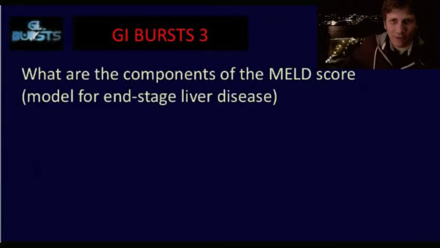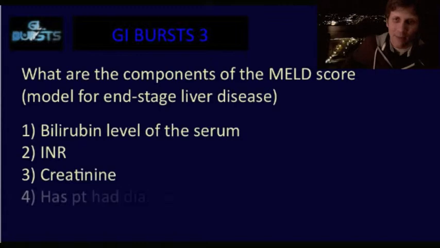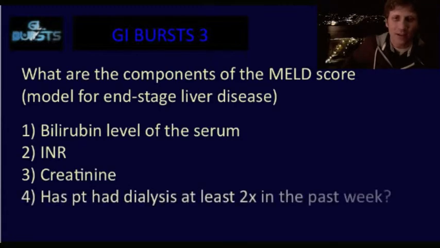Next, model for end-stage liver disease, the MELD Score. What are the components of the MELD Score? Components of the MELD Score are, number 1, bilirubin level of the serum, number 2, INR, and number 3, creatinine. And then the last component is whether or not the patient has had dialysis at least twice in the past week. So these components you have to know. Then from here you can plug the numbers into the MELD Score calculator to get your MELD Score.